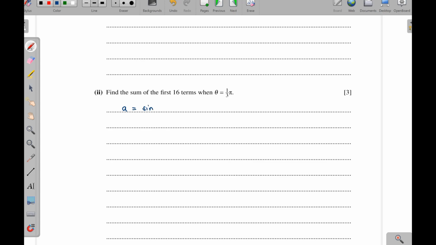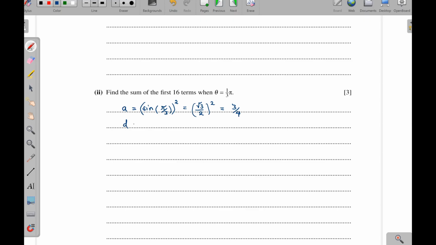So sine of, this is pi over 3, not so? Then we do what? We square it. So sine of 60 is root 3 over 2. When we square this one, we shall get a 3, then out of 4.